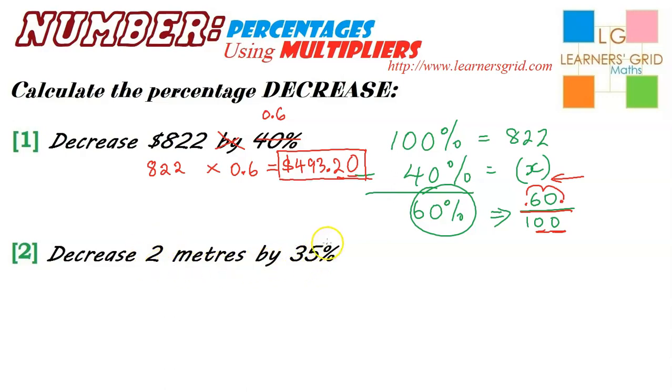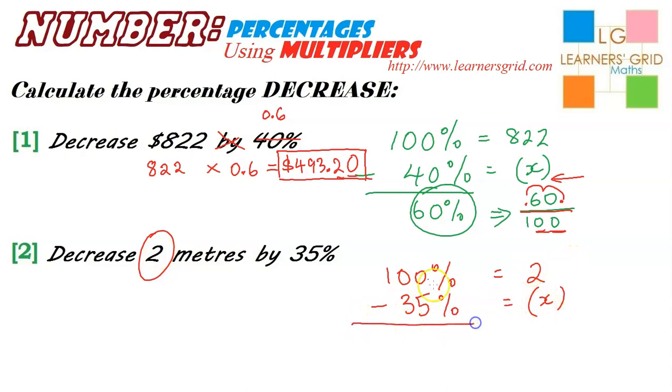Let's look at number 2. Decrease 2 meters by 35%. So again, let's think about this. 100% is equal to 2. Okay, that's the 2 meters. I need to subtract 35%. Now that's going to be whatever that is, but if I subtract 35% from 100, I get 65%.